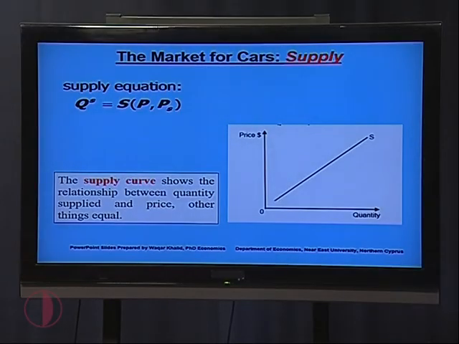Now, I am going to discuss the second important aspect of the economic model, which is also the market for cars. It means that now we are discussing the supply side, the seller behavior. What are the factors affecting the supply of a product? So, the supply equation is the quantity supplied of a commodity. In this example, we have buying and selling of a new car. So, car is the commodity.